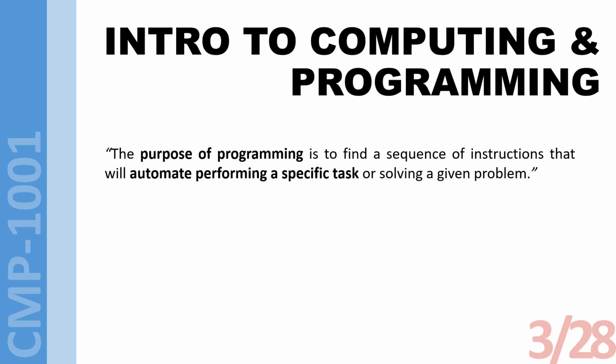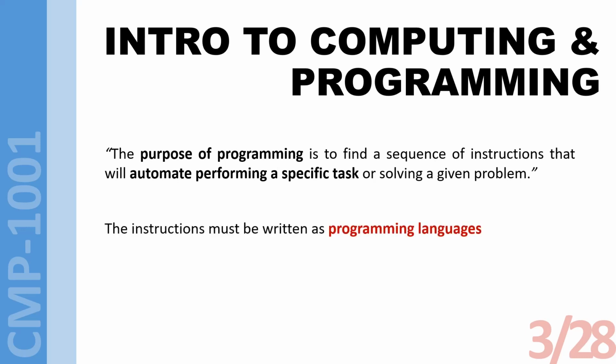So we can say the purpose of programming is to find a sequence of instructions that will automate performing a specific task or solving a given problem. Basically that. If you follow the comparison of making a person do something versus a computer doing something, you have to tell that human being in a human language, okay, can you do this? I want this garden to be maintained. I want this door to be closed. Things like that. So you need to use a regular human language. In order to communicate with the computer, you need to say these instructions in a programming language.